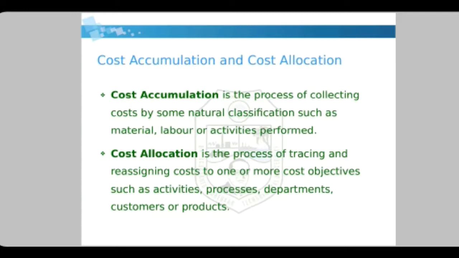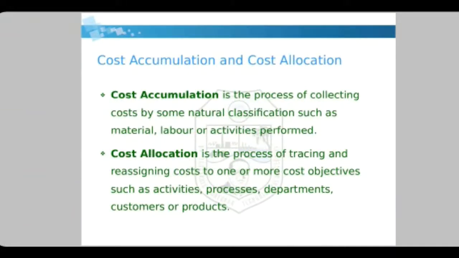Or for example, let's say there is one machine, and that machine is producing 2 to 3 products, right? If the machine is producing product 1 for 2 hours and product 2 for 3 hours, then depending on machine hours, we can calculate the cost of product 1 and product 2. So this is cost allocation.